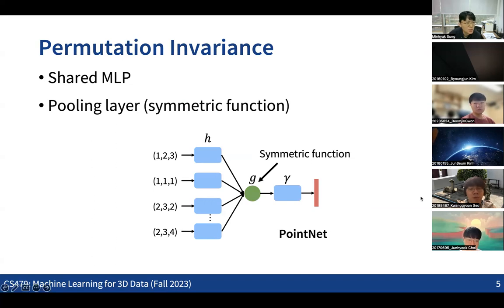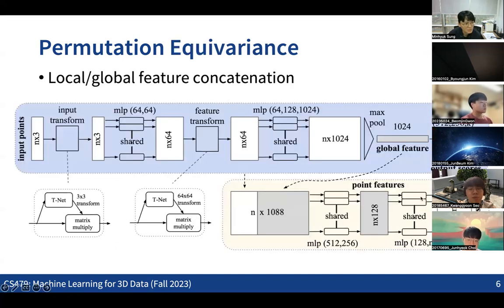And to achieve permutation equivariance, while also utilizing some global information of the input point cloud, the idea was simply concatenating the local feature and the global feature, so that we can utilize both the global and the local information while still achieving permutation equivariance. So this was very simple, the idea of how we can handle set data using a neural network.